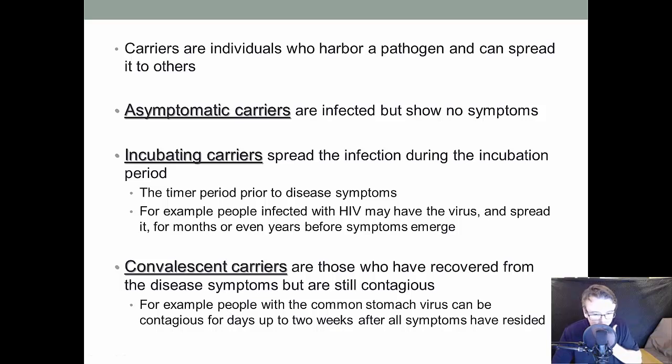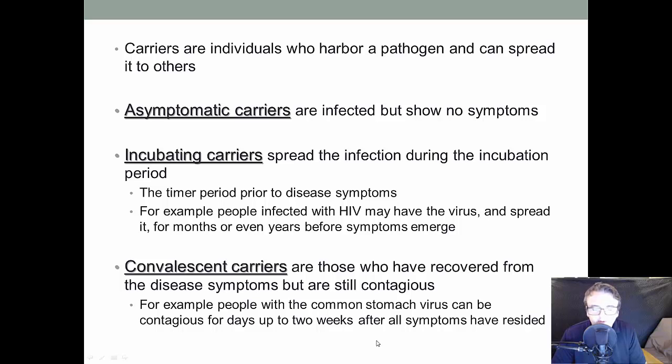And then the convalescent carrier is one who is recovering, thinks that they're better, but is actually still contagious. A common example here is a virus called the norovirus, N-O-R-O-V-I-R-U-S. So the norovirus. And this one is actually fairly common. It's one of the most common types of stomach illnesses. When they typically say you have the stomach bug or the stomach flu, typically it's actually the norovirus that you have. There are other types out there, but that's the most common.